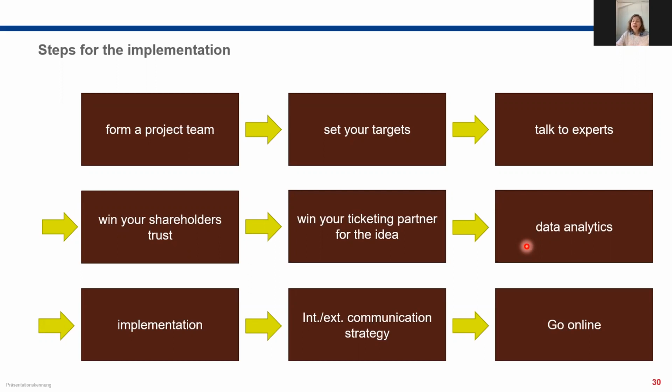Yeah, and then it's the implementation. It's just one step here, but it of course takes a lot of time. Then find your internal and external communication strategy. You really have to talk to the team members who work at your ticket box. They need to be on fire, they need to understand why you are changing your prices to flexible prices. Yeah, and then go online and keep your fingers crossed. So these are, in a very fast way, the steps we took.